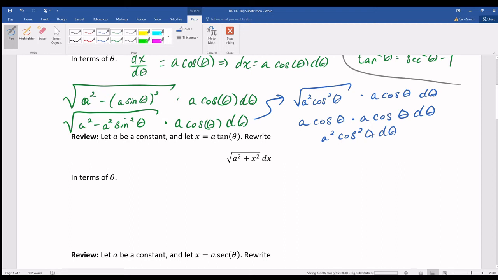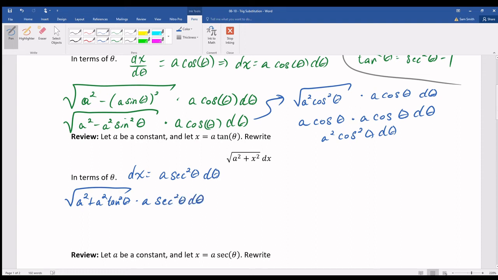Now, a similar technique can be applied to a different radical expression, which has not a subtraction underneath, but which has a plus sign underneath. If I plug in the substitution x equals a tan theta, then dx can be thought of as secant squared theta times d theta. And if I substitute, I'll get a squared plus a squared tan squared times a secant squared d theta.